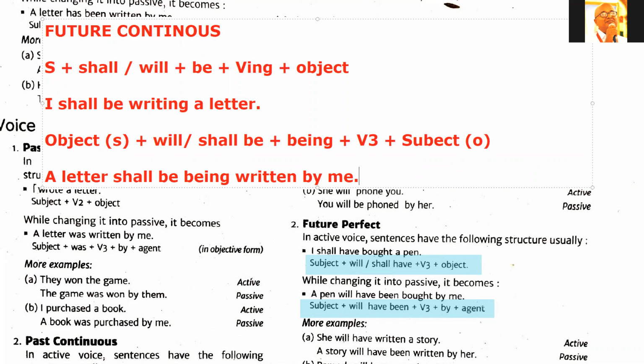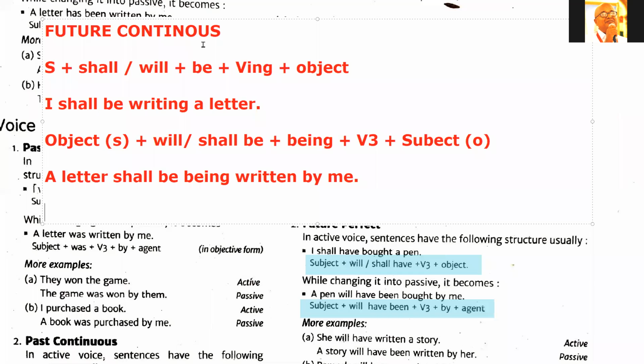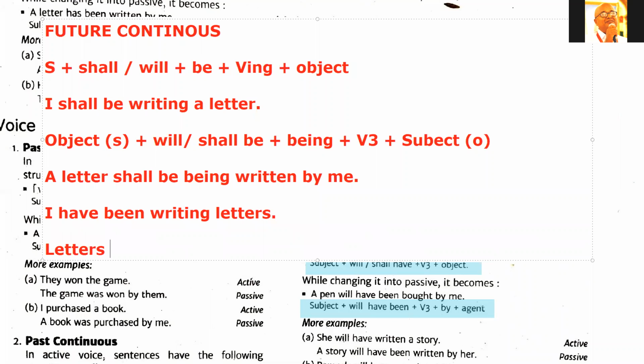Tiklo, you have asked here to give some more examples of present perfect continuous. I have been writing letters. Passive voice. Letters have been being written by me.